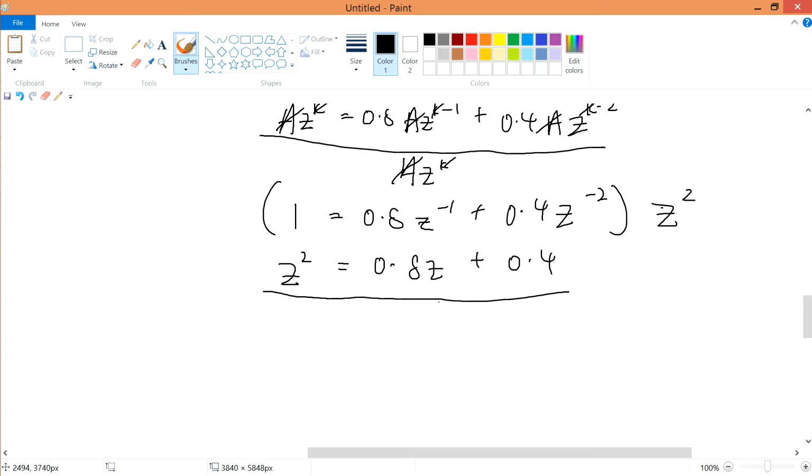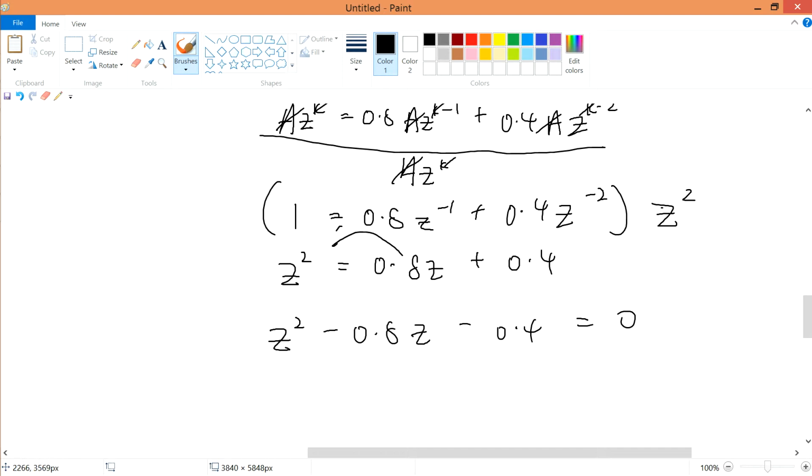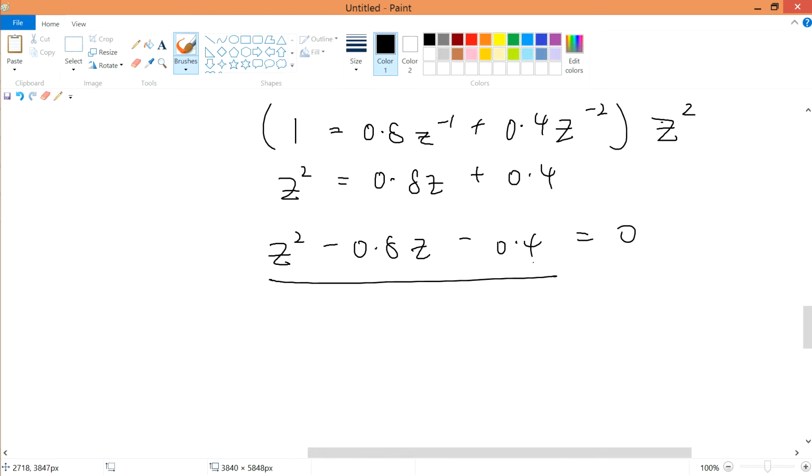Now I see this looks like a quadratic equation. What can I do? Bring over to the other side. When you bring over to the other side, change the sign from plus to minus, minus to plus. Almost a careless mistake. Now I see this looks like a quadratic equation. What can I do? I solve for the roots for z. And now what I have is z1 and z2.